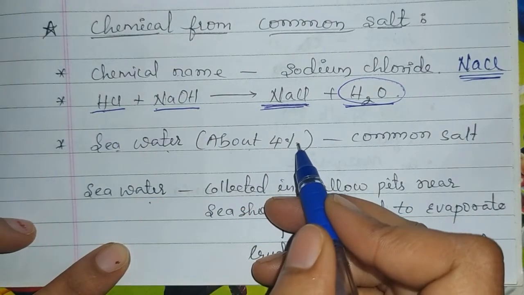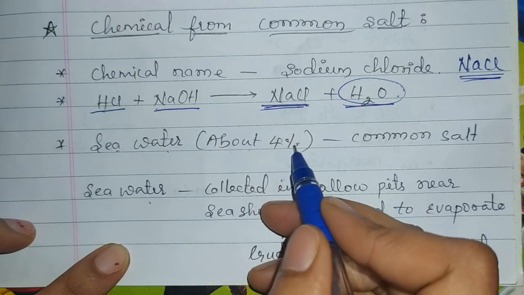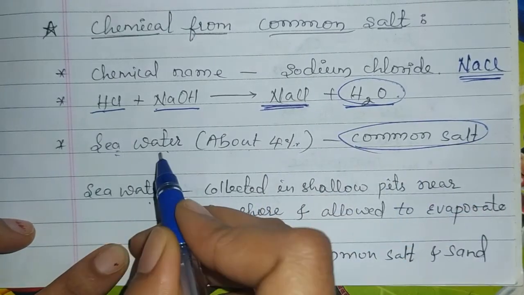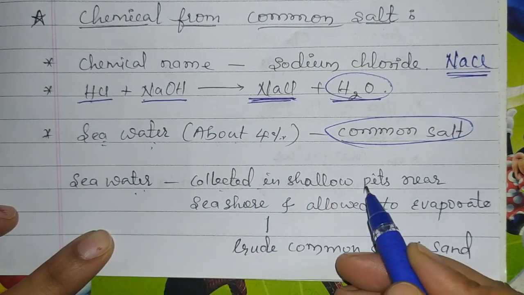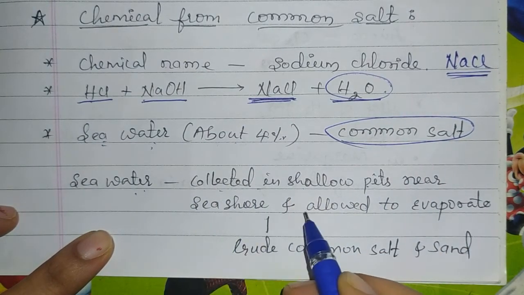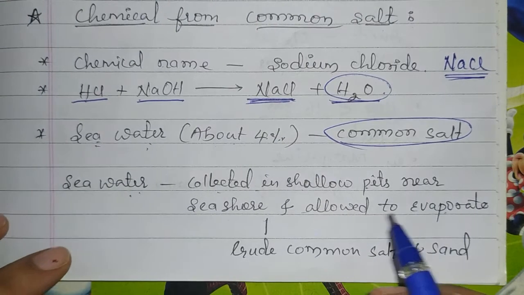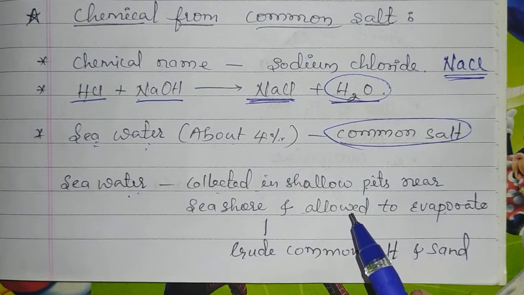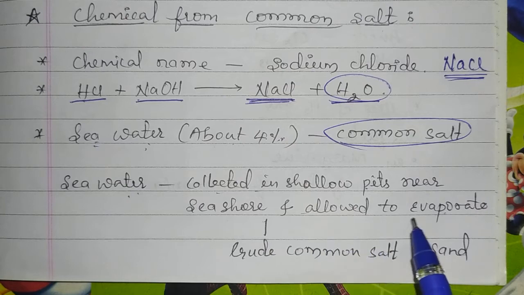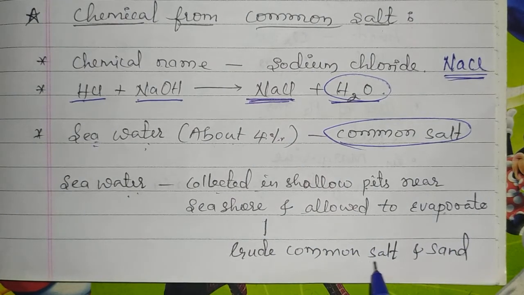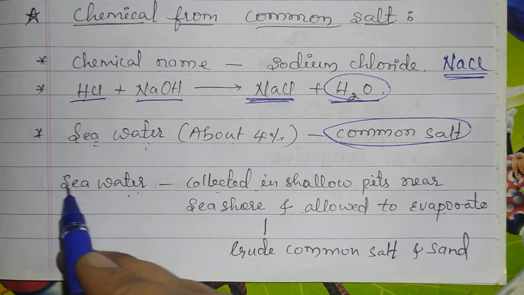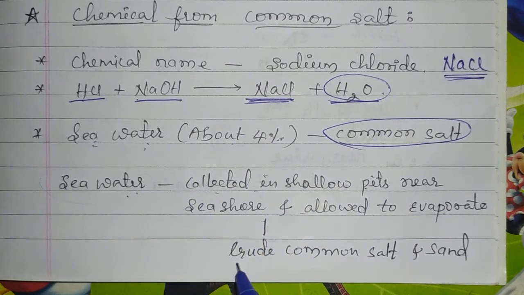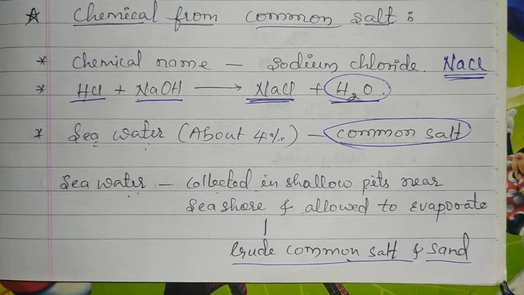About 4% of common salt is present in seawater. When seawater is collected in shallow pits near the seashore and allowed to evaporate, the crude common salt and sand remain after the evaporation. The water present in the seawater gets evaporated, leaving behind the crude common salt and sand.